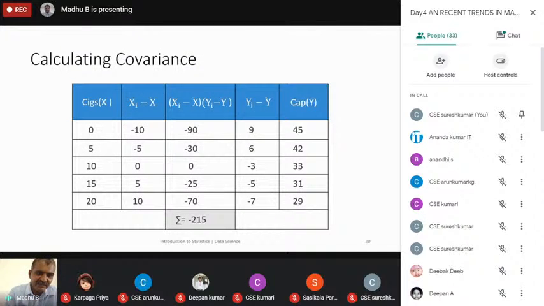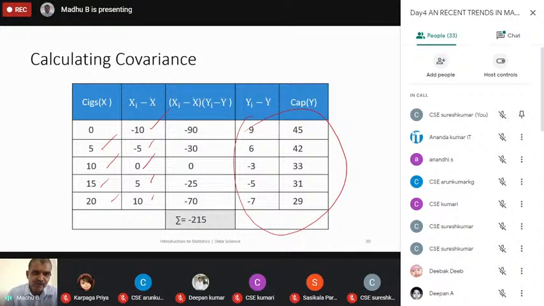My mean here is, what is my mean here? 35, 45, 50. 50 divided by 5. My mean is 10. So 0 minus 10 is minus 10. 5 minus 10 is minus 5. 10 minus 10 is 0. 15 minus 10 is 5. 20 minus 10 is 10. Similarly, I do for y minus y bar, lung capacity.